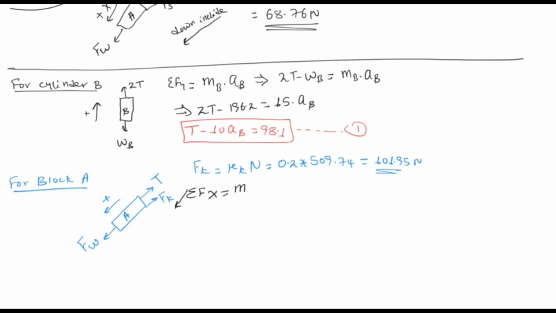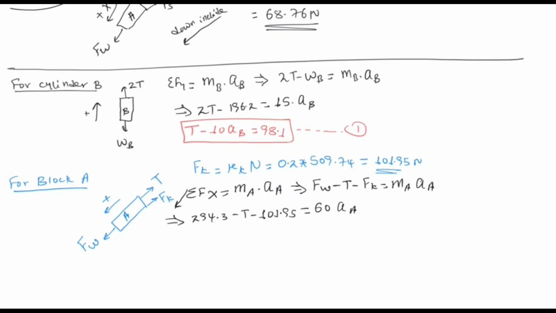Once we have this, let's evaluate the summation of forces in the x direction, that means in the downward direction, which equals mass of A times acceleration of A, because we are evaluating the acceleration for block A. This implies that in the downward direction we have Fw minus T minus kinetic friction equals mass of A times acceleration of A. Putting in the numerical values, we get Fw, which is 294.3, minus tension, minus 101.95, equals the mass of the block, which is 60, times acceleration of A.